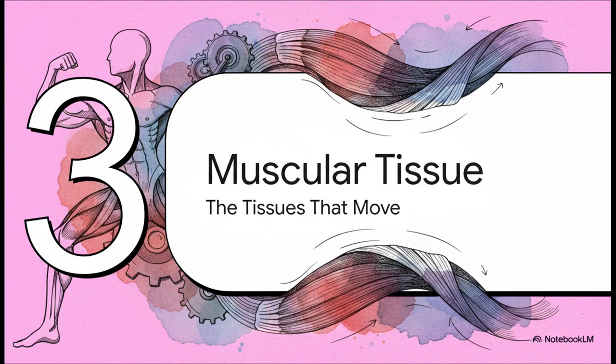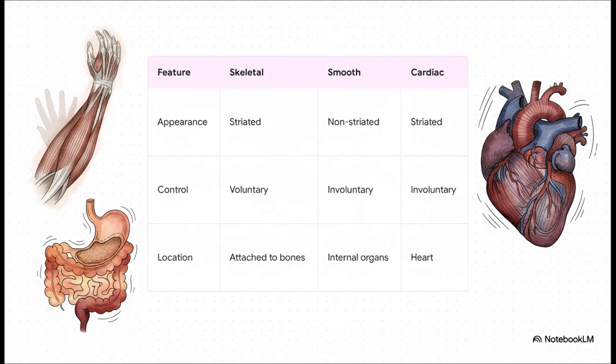Okay, so we've got our coverings and our framework. Now we need some power, right? Let's talk about the engines of the body, muscular tissue. This stuff is responsible for every single movement you make, from blinking to running a marathon. And we have three main types. First is skeletal muscle. This is the stuff you control consciously. It's attached to your bones.